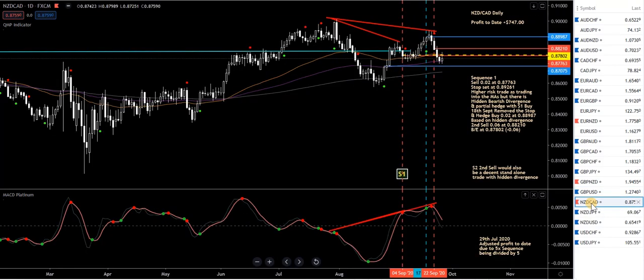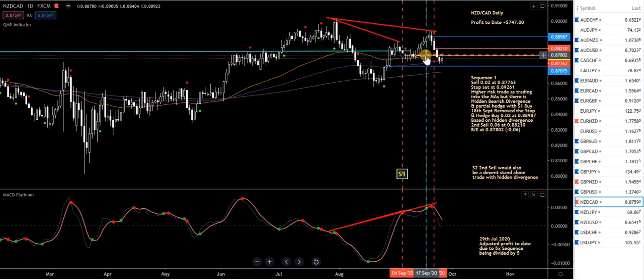Right, moving right along, New Zealand Cad. This is another hedge trade based on hidden bearish divergence. So initial sell was here, high risk into the MAs. So you can say the trend's up according to the MAs, but the trend is changing to the downside. So we took the sell in here.